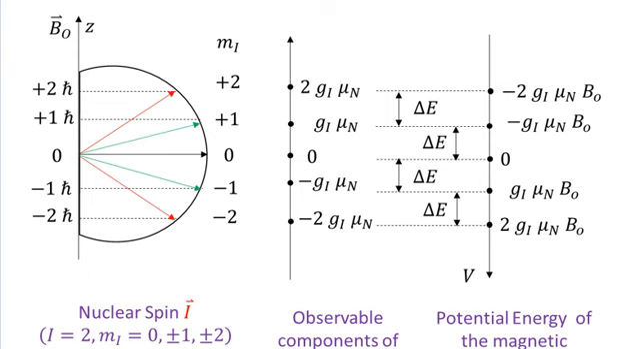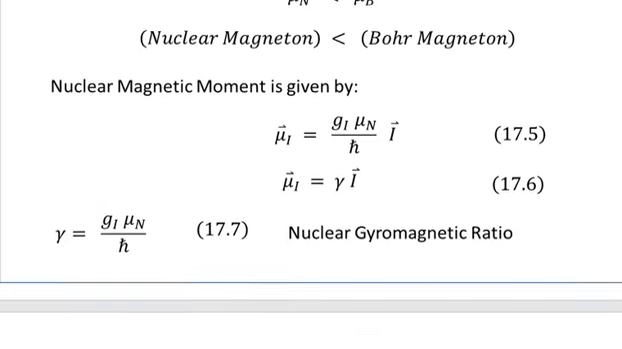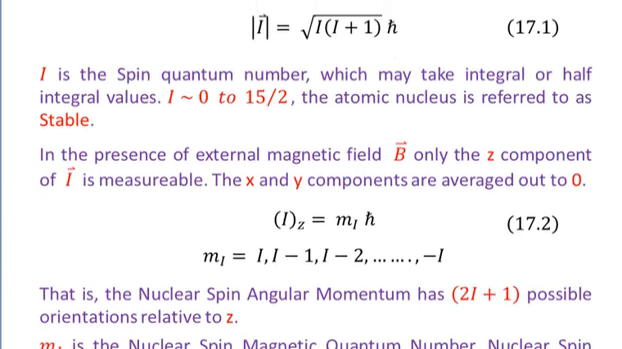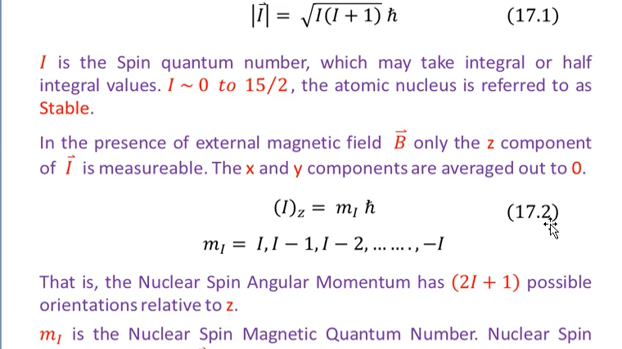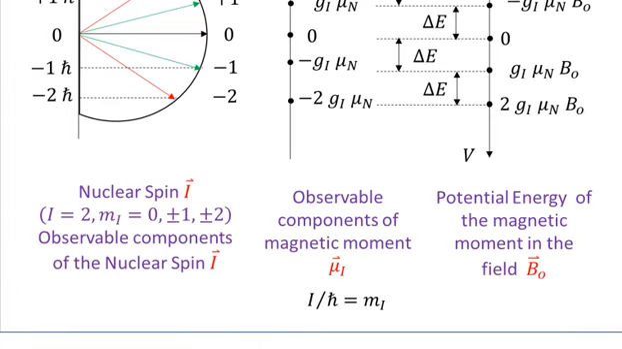And these Mi values are actually defined by equation number 17.2. So these are the Mi values, and their projection on the z-axis is given by these values. So if you have 5 values of Mi, then it will be plus 2 h bar, plus 1 h bar, 0 h bar, minus 1 h bar, and minus 2 h bar, because Mi will have 5 values: 0, plus minus 1, plus minus 2. Because I have taken in this example the value of capital I, that is the spin quantum number, to be equal to 2, as you see listed over here.